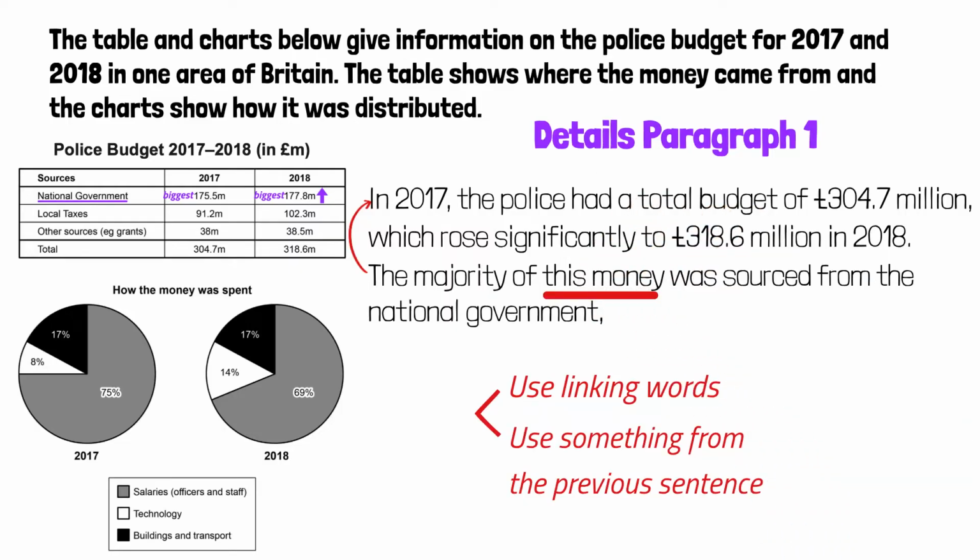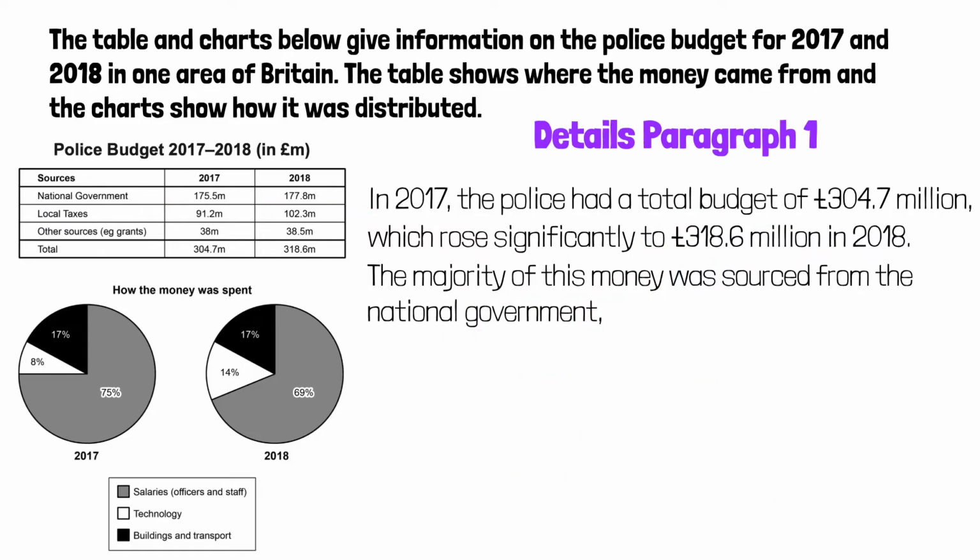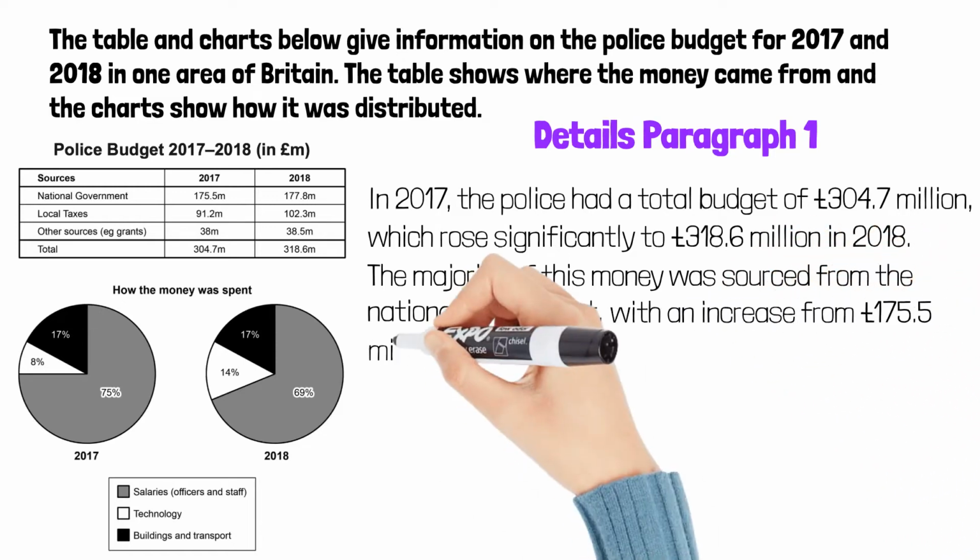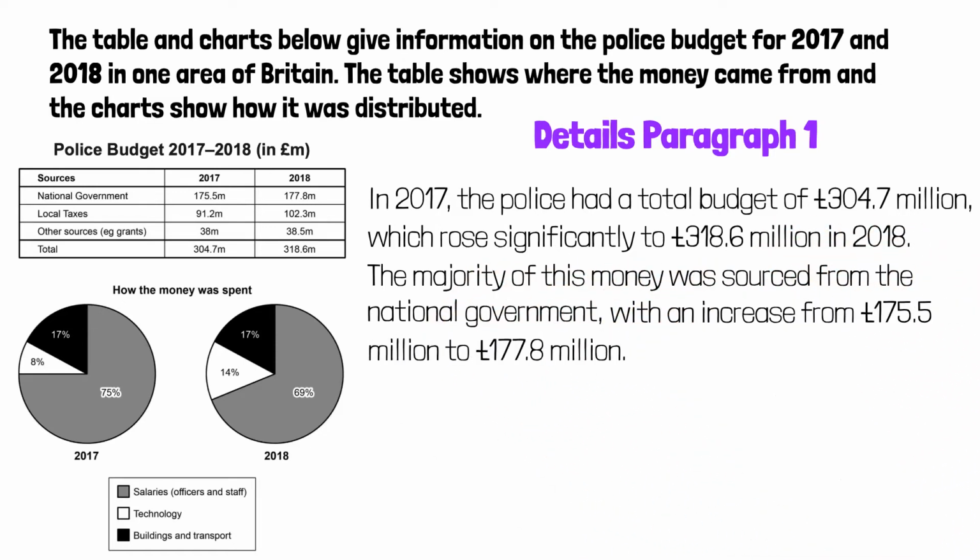By using this money, I naturally linked the second sentence to the first sentence because this money refers to the total budget money in the first sentence. I used something from the first sentence to link these 2 sentences. So this is saying that the national government was the biggest category. Now I will add the trend, with an increase from X to Y million pounds. So far we've used a which clause and a prepositional phrase to describe trends.